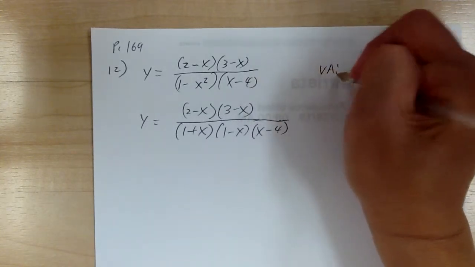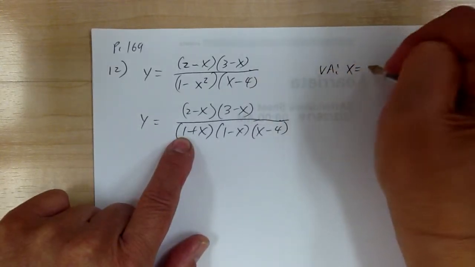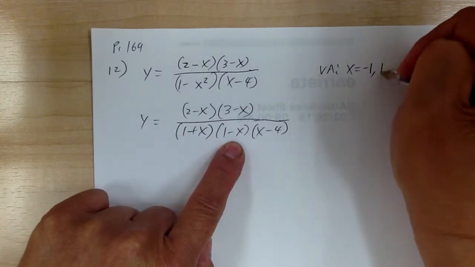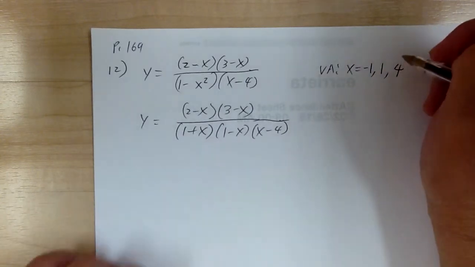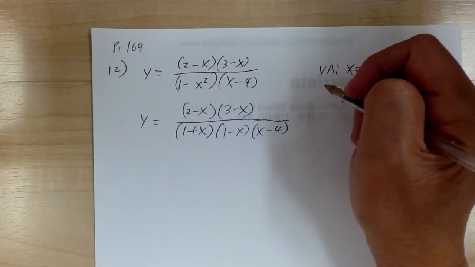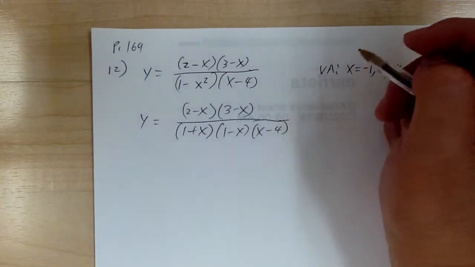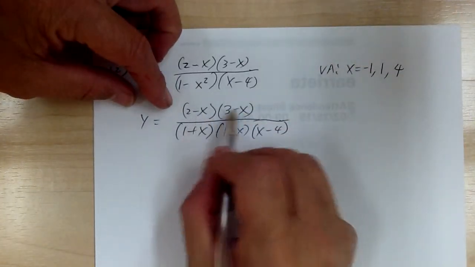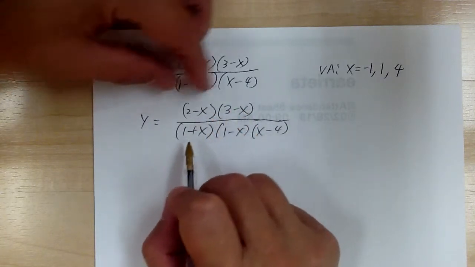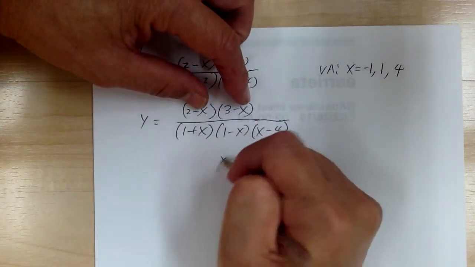So for the vertical asymptote, from here you're going to get x equal to negative 1. From here, you're going to get 1. From here, you're going to get 4. Now you have to be careful with your horizontal asymptote. When you multiply it out, again, only look at the highest degree term. You're going to get x squared on the top.